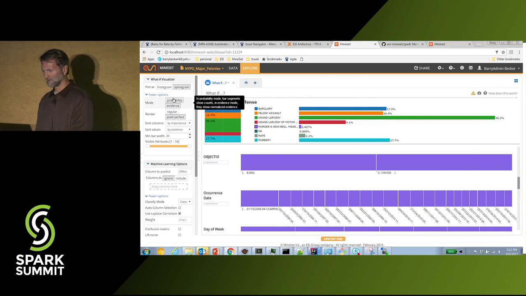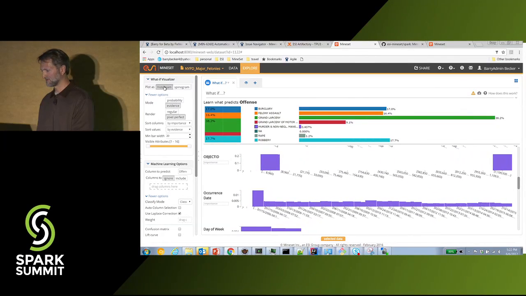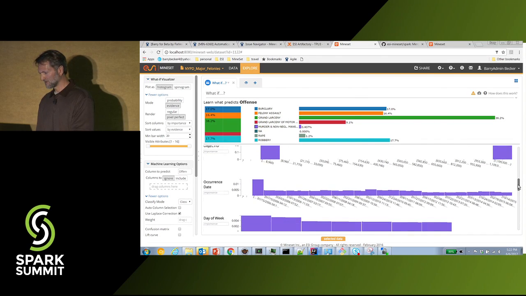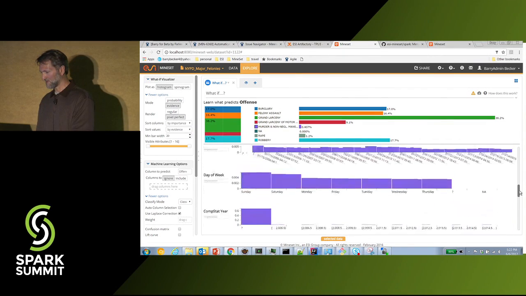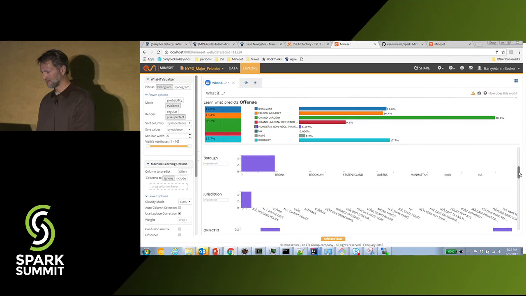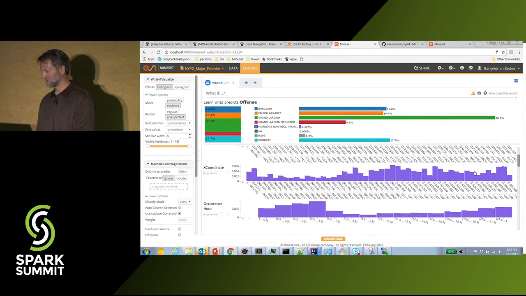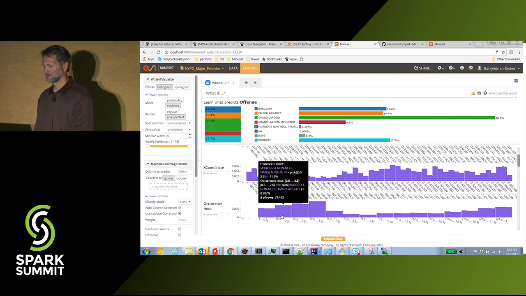In fact, it might be more useful to look at this in the histogram mode, so you can see that huge amount of evidence for low and high object IDs predicting murder. But you could also look at, say, hour of the day, and you can see very clearly how there's more evidence for murder in the early morning hours than in the mid-morning hours.